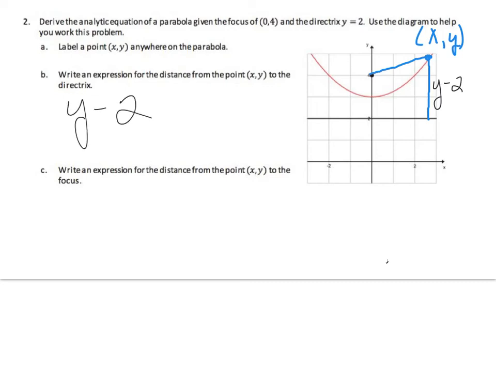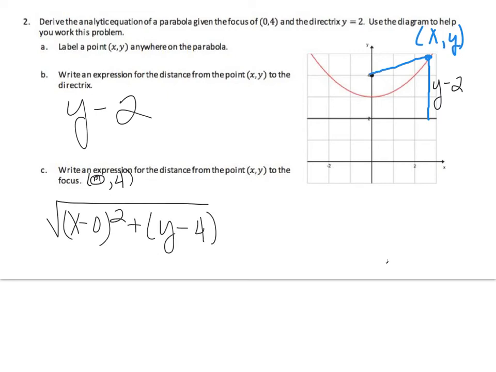Write an expression for the distance from the point (x, y) to the focus. Here's our distance formula. Our focus is (0, 4). So we're going to do (x minus 0) quantity squared plus (y minus 4) quantity squared. Okay, make sure you have that written down before I turn the page.